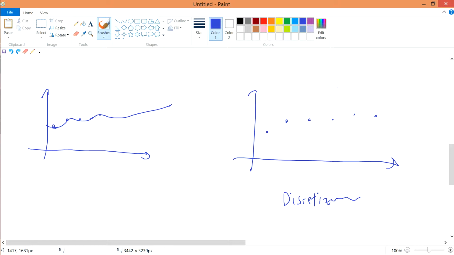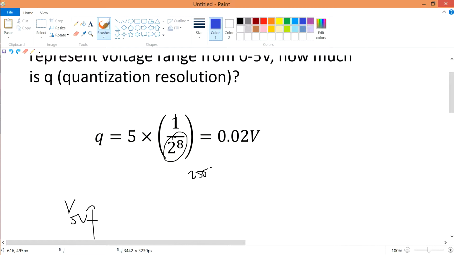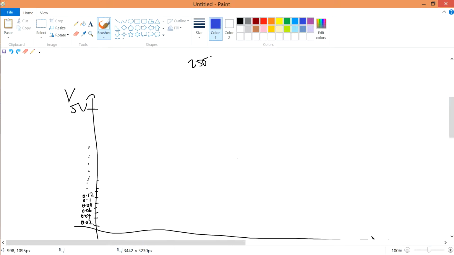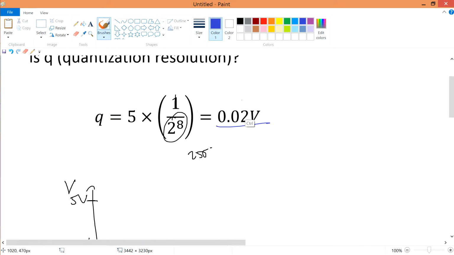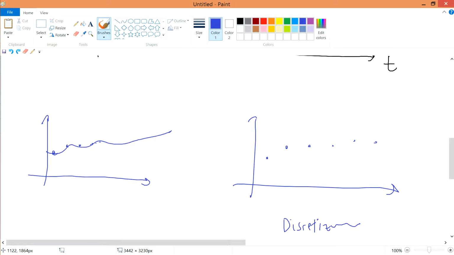But in order for your computer to read, it has to read in terms of how many bits the computer can read. It's talking about the resolution of the computer. The computer can only read 0.02, 0.04, so the intervals are 0.02 volts, because you add up 0.02, then 0.04, then 0.06, all the way to 5 volt. So the resolution of 0.02 is pretty much good already.